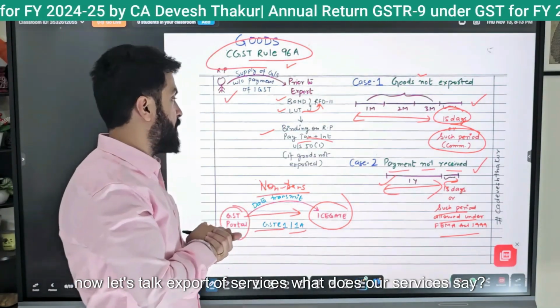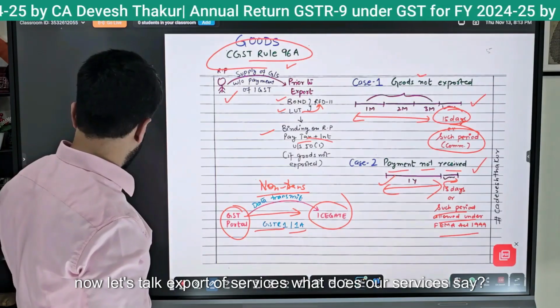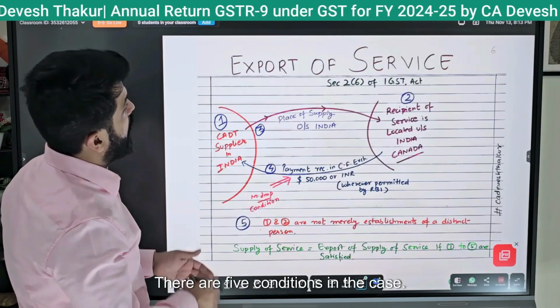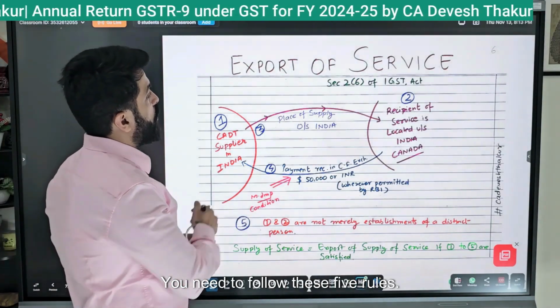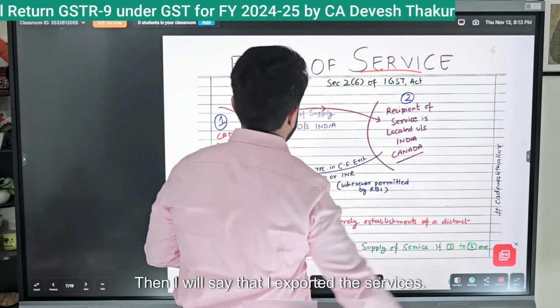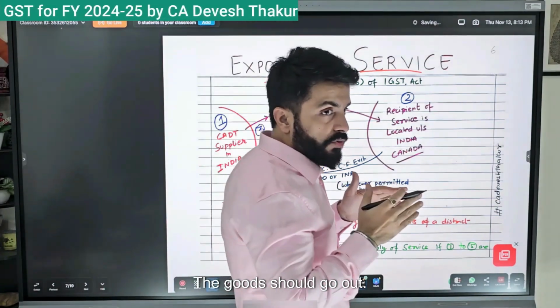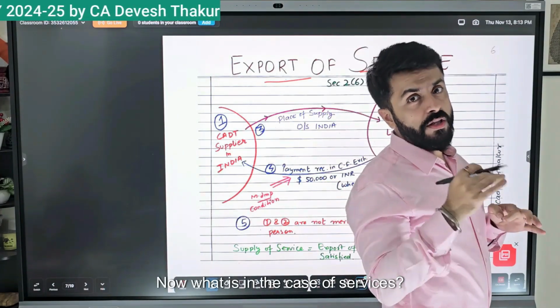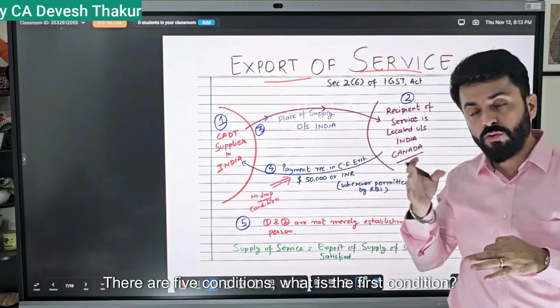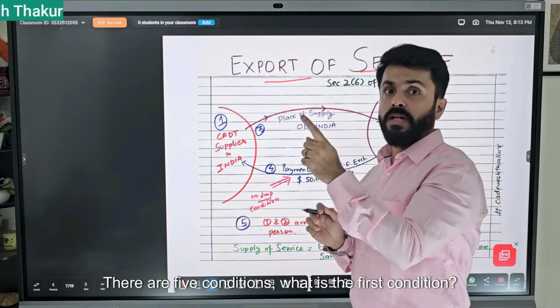Now let's talk about export of services. What does the rule say? There are 5 conditions in this case. You need to follow these 5 rules. Then I will say that I exported the services. What happened in the case of goods? The goods should go out. Now what is in the case of services? There are 5 conditions. What is the first condition?